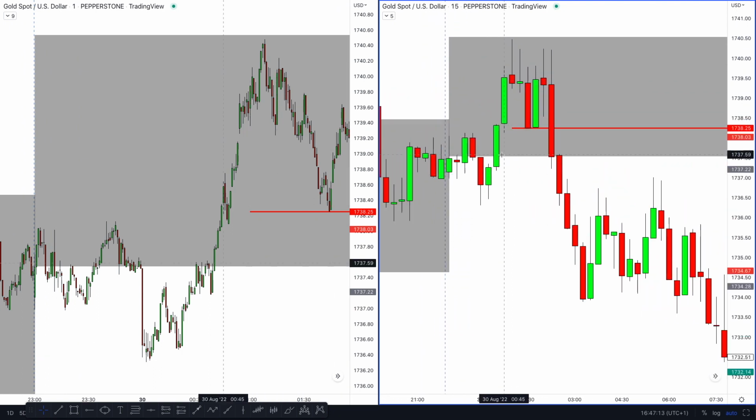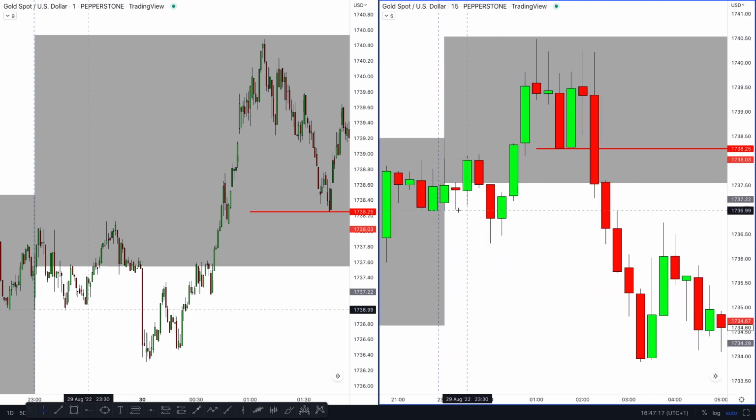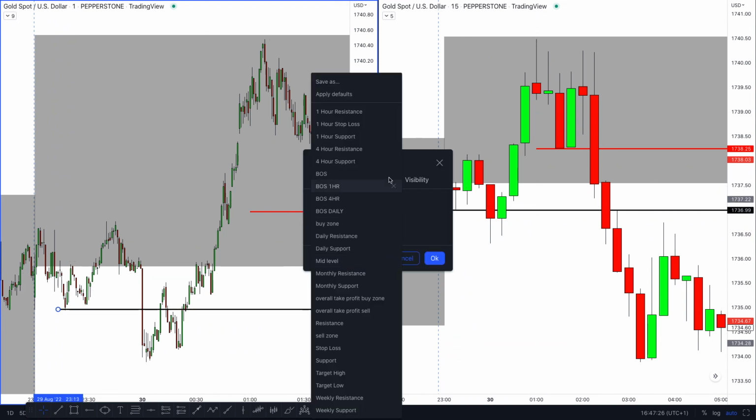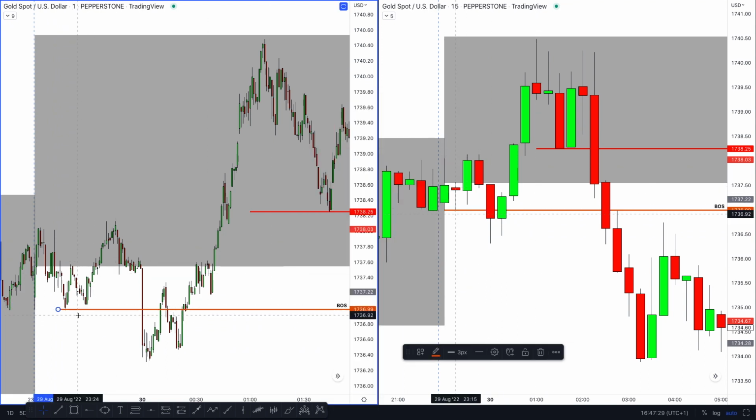We're going to use our 15-minute time frame on the right to pay attention to the breakouts. There was a break of structure here in the market, so I'm just going to label this so people can understand when I say that. So there's a break of structure here.